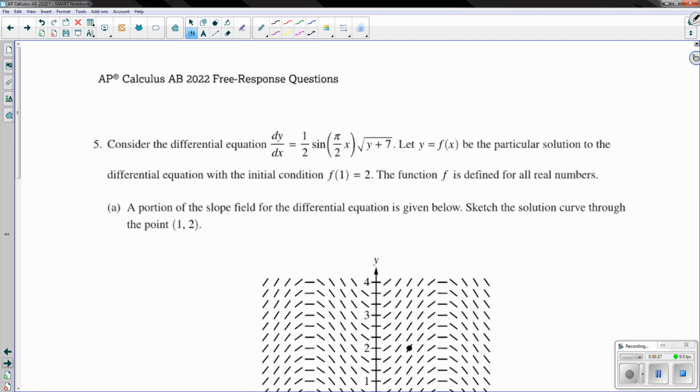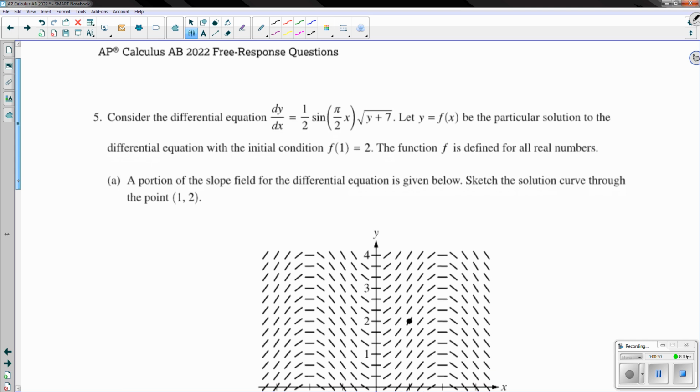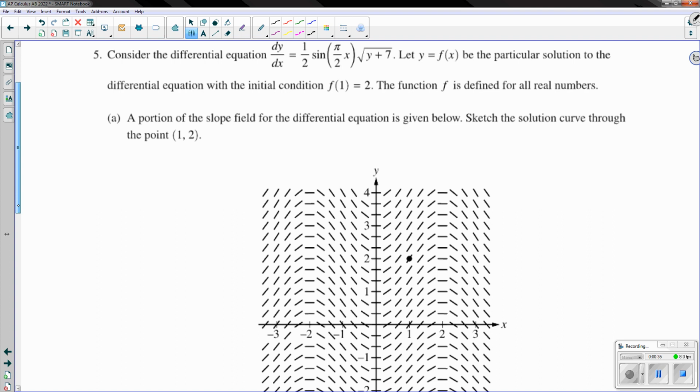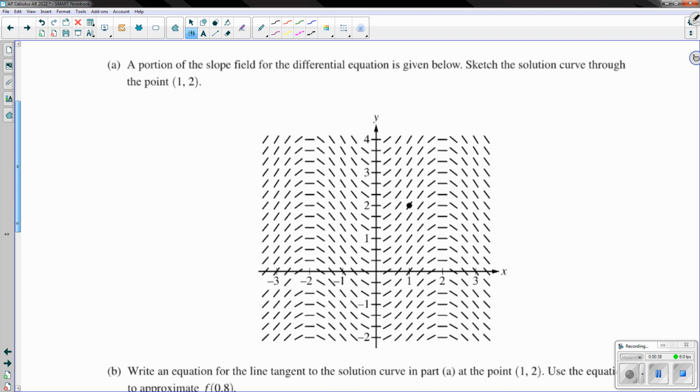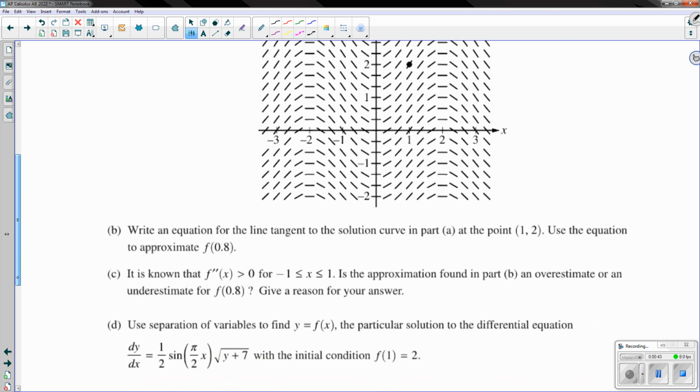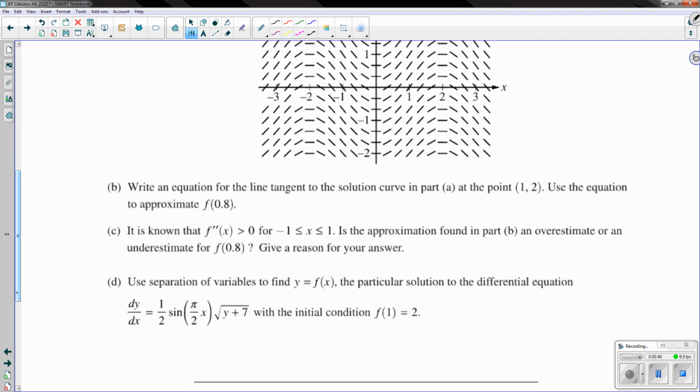At this point, I'm just going to scroll down at a slow pace. You can pause at any point to take a look at each individual part of this question, A through D. For part A, we're going to be sketching a solution curve on a slope field. When we get to parts B through D, we can pause here. In B, we're writing an equation for a tangent line and using that to approximate a function output. For C, we're going to continue from what we learned in part B to determine if we have an overestimate or underestimate. And then for D, we're using separation of variables to actually find that particular solution to that differential equation.